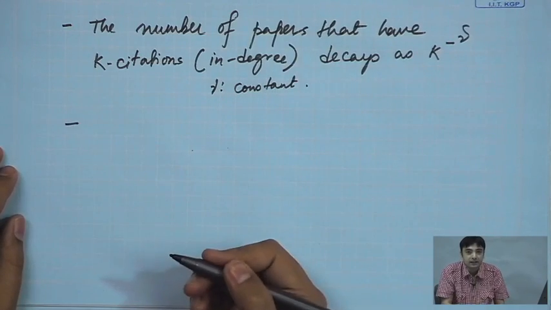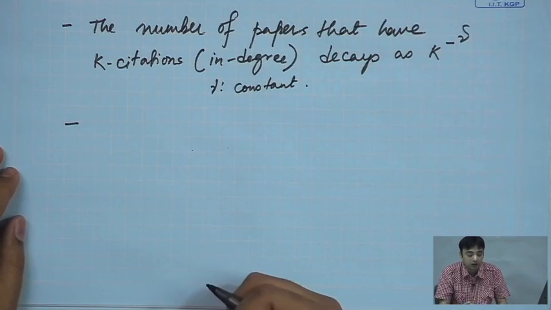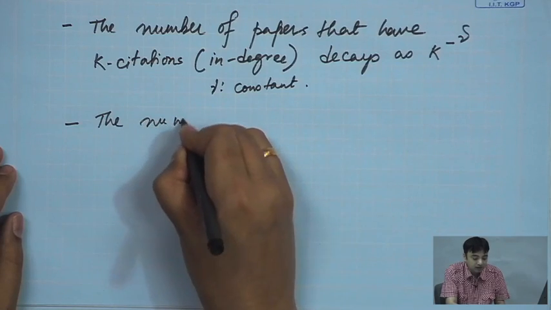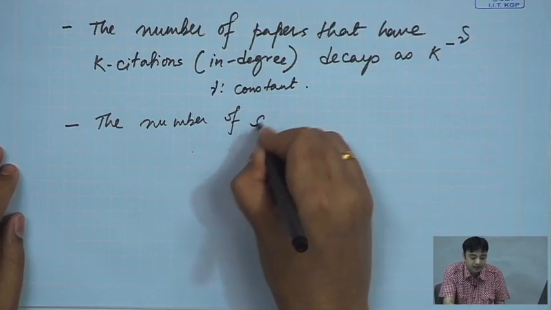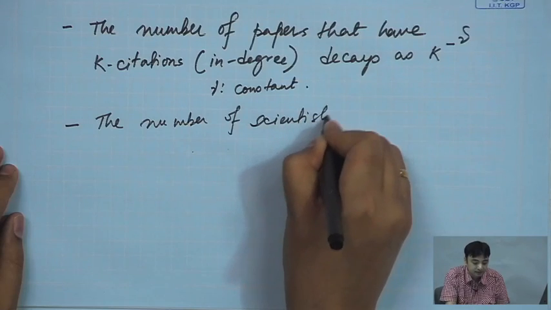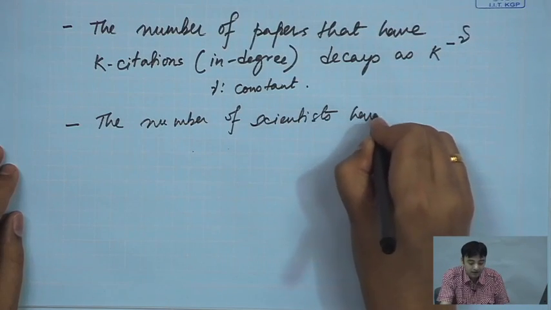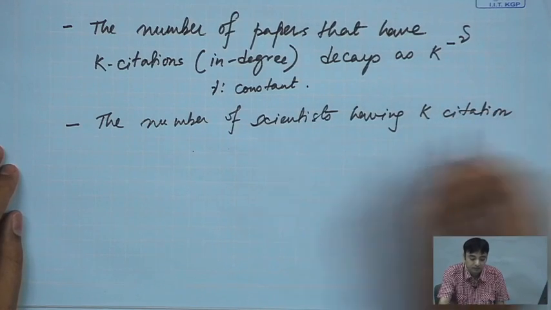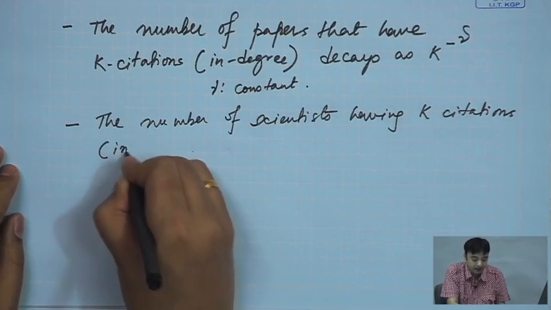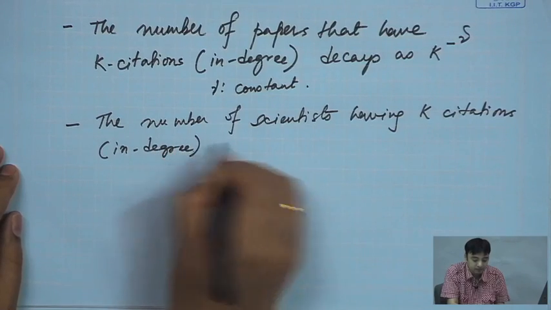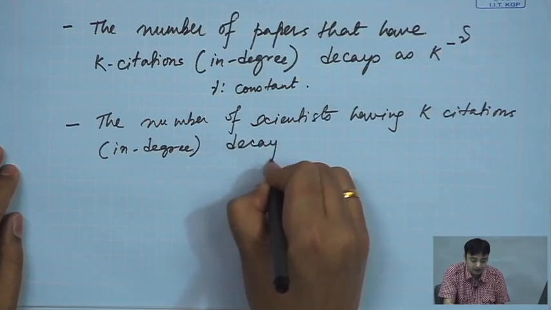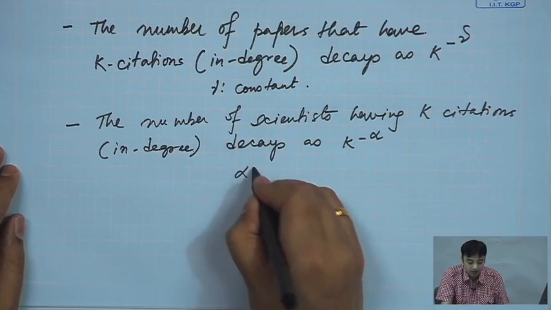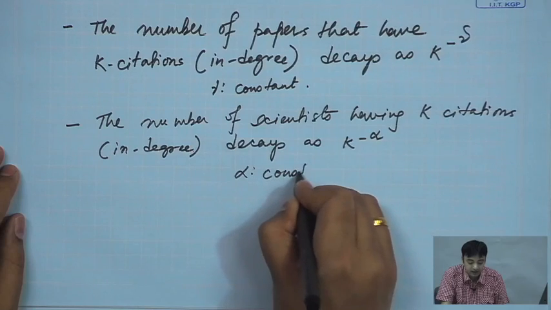You can also translate this in the context of the author citation network. Basically, the number of scientists having k citations, again in degree, decays as k to the power minus alpha, where alpha is, as I already said, a constant.